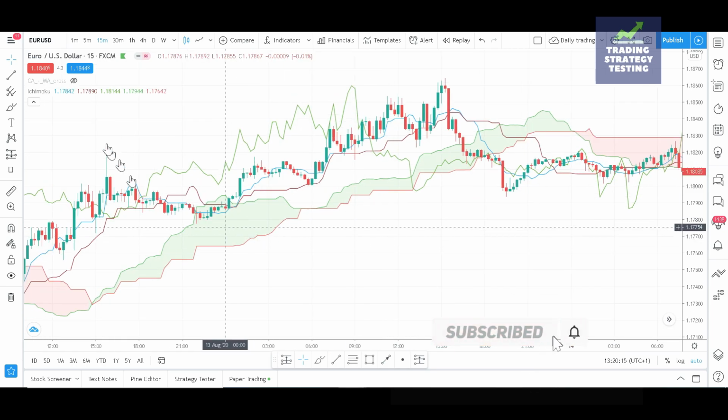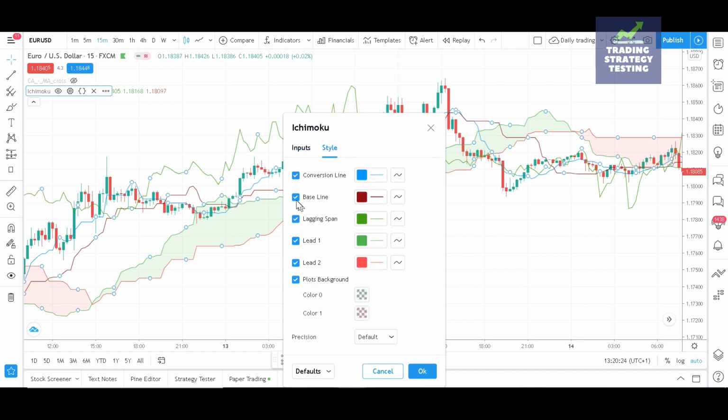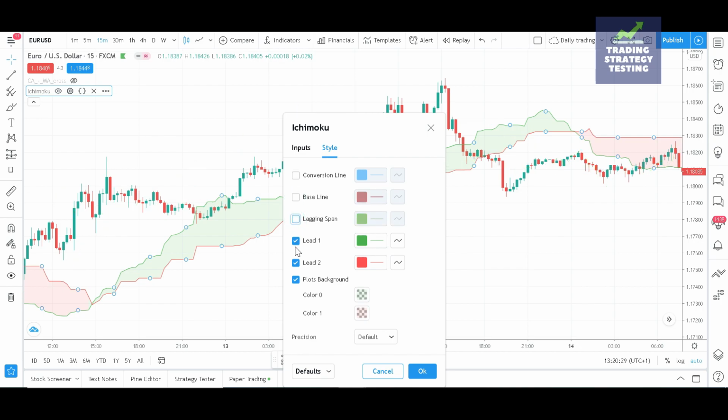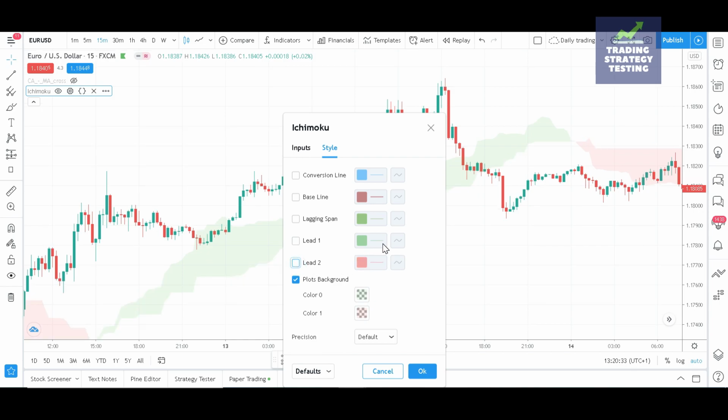But first, let's adjust the settings of the Ichimoku cloud. We will hide all the elements that we won't be using today. The only thing we will keep is the cloud. Let me know if you want me to make a video explaining all the elements of the Ichimoku default indicator. It doesn't mean that the elements we disabled just now are not useful, but they just don't fit into our strategy today.